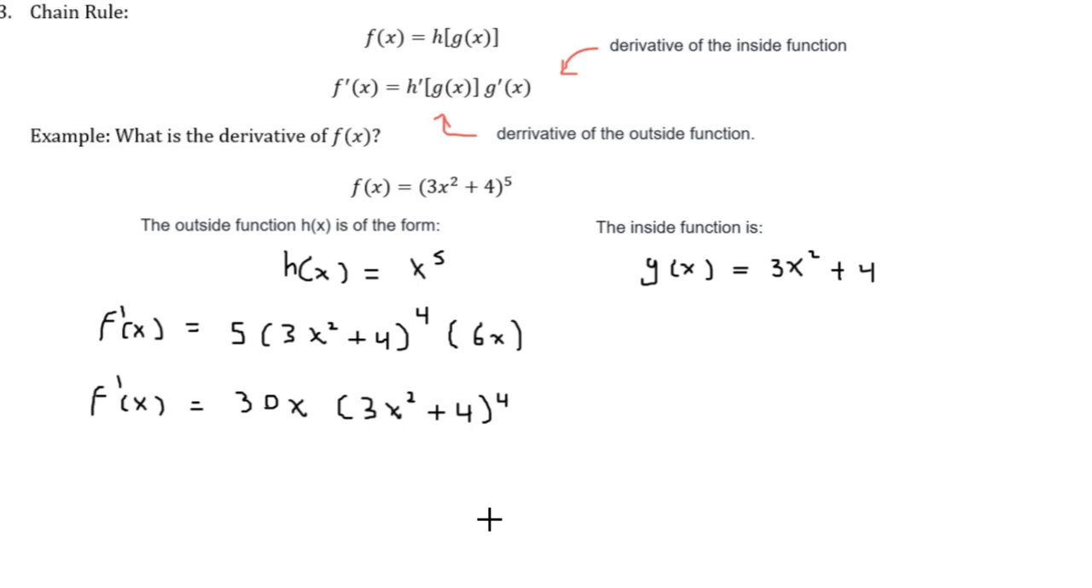And so make sure you review these three rules and do the examples again. And this is all for this video.